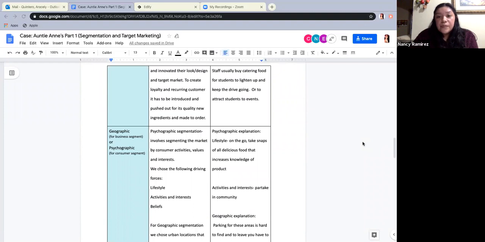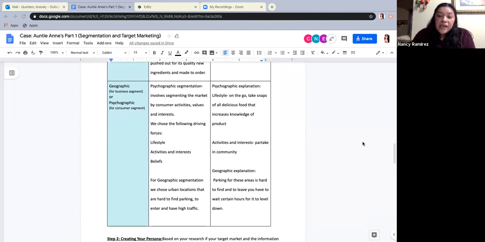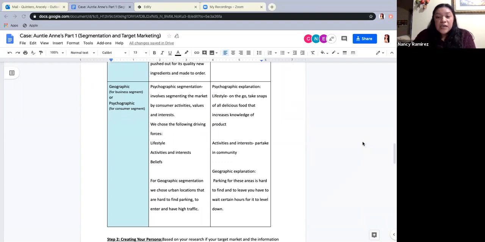And for the geographic segmentation, we chose urban locations that are hard to find parking to enter in high traffic. The reasoning is the parking in these areas is hard to find and leaves you having to wait certain hours for it to level down.